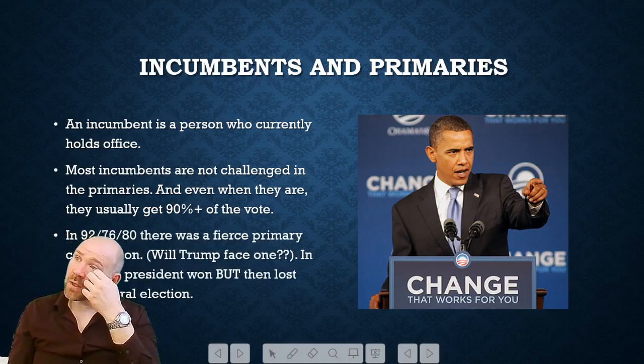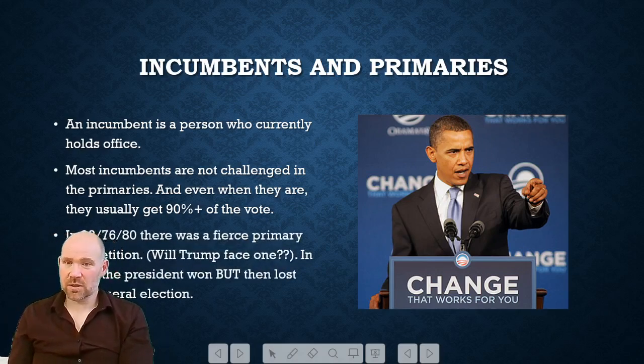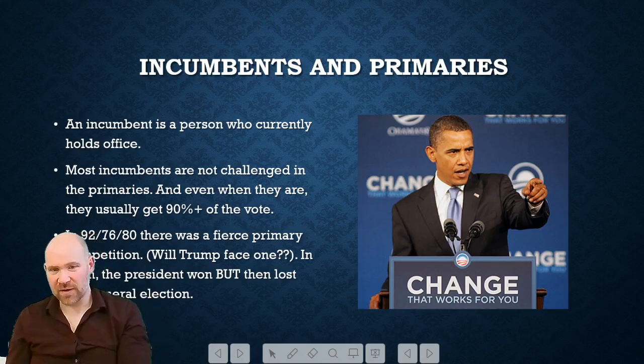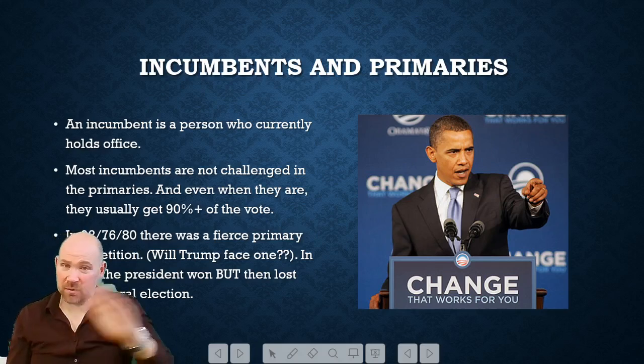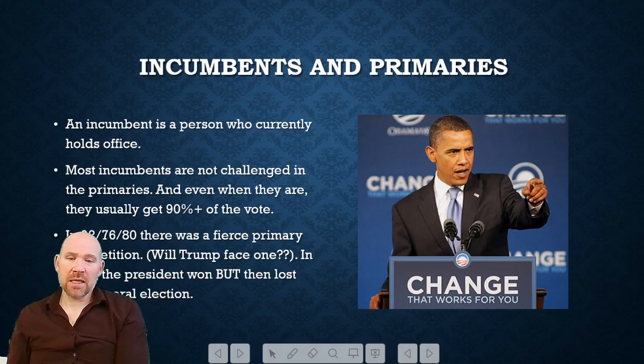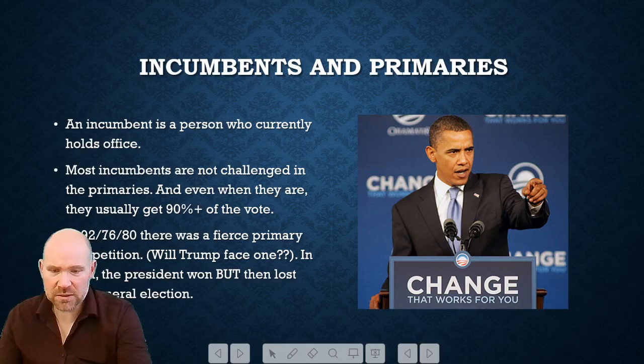There are a couple of exceptions that are worth discussing here. Because in 1992, in 1976, and in 1980, there was a fierce primary competition. I wrote there, will Trump face one? I wrote that last year. At that point, people were still saying it might happen. It just hasn't. In each one of those cases, the president won the primary. As I've talked about, the president did manage to get most of the vote. But they then went on to lose the general election. Let's give you an example here.